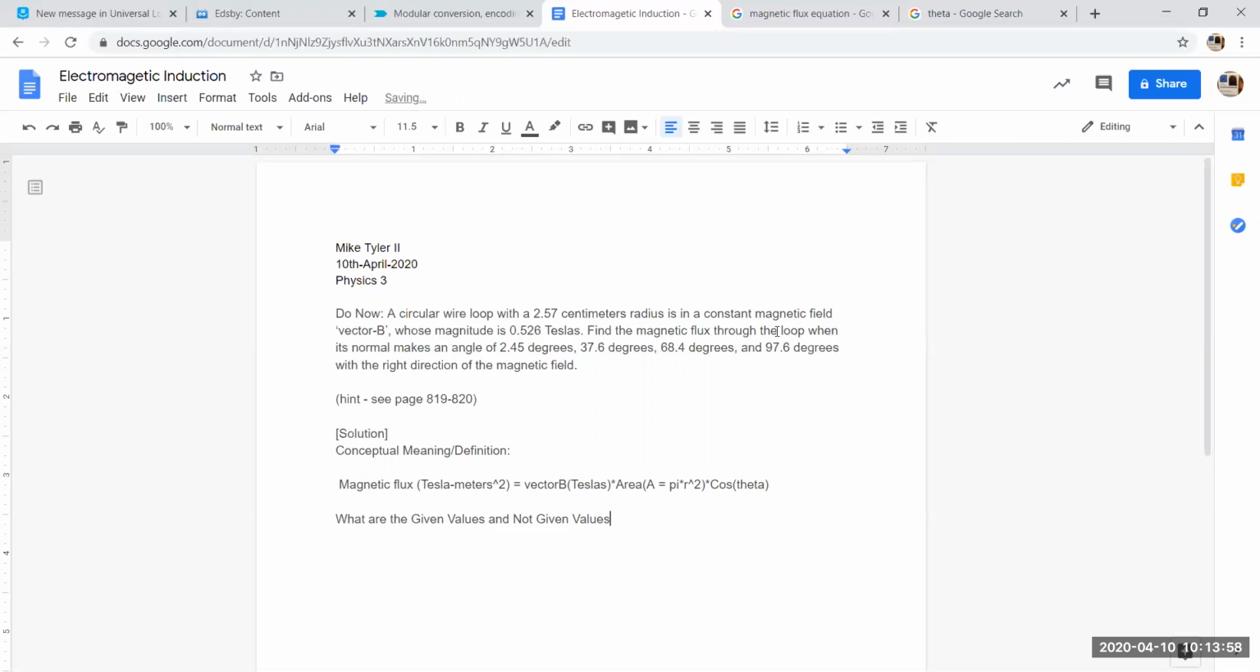This translates to, as I've always said in class, your known and unknown values. So what do we know? Unknown. What are we being asked? What don't we know? And that's easy to determine because we're just looking at what the problem is literally telling us we have. So let's go through it slowly. We have our R, we said earlier, or radius, which is equivalent to 2.57 centimeters, right?